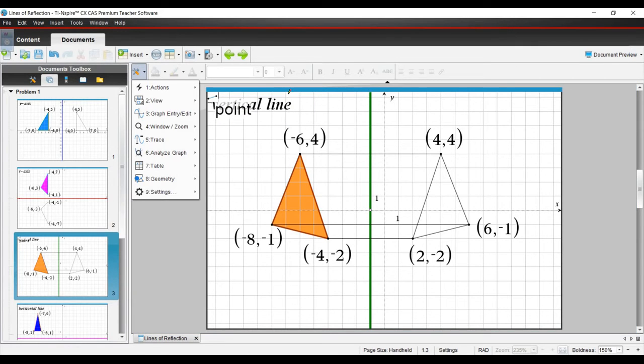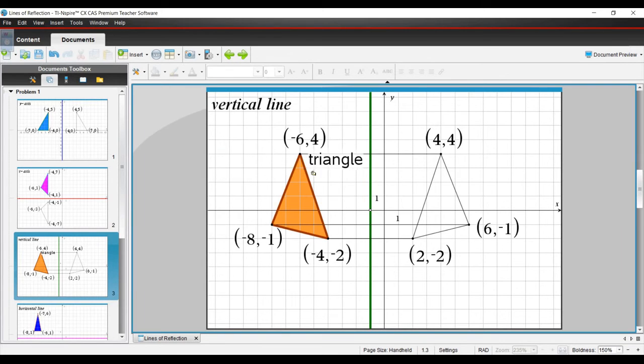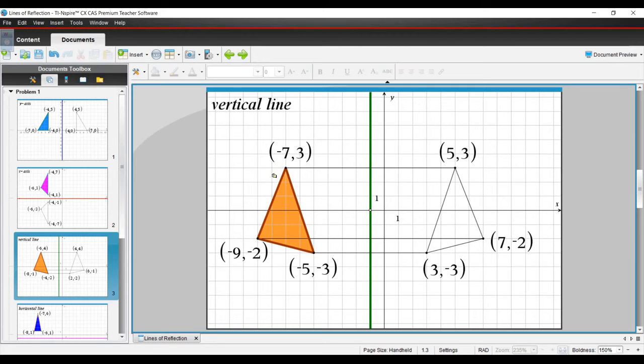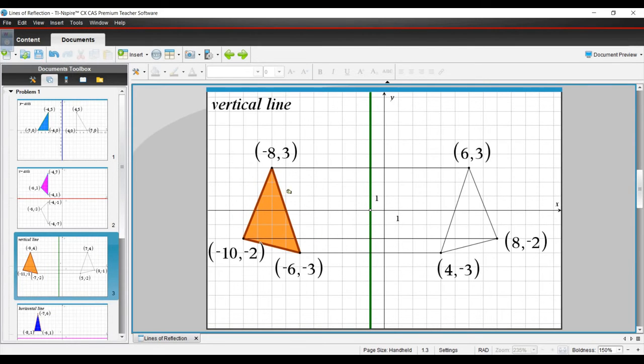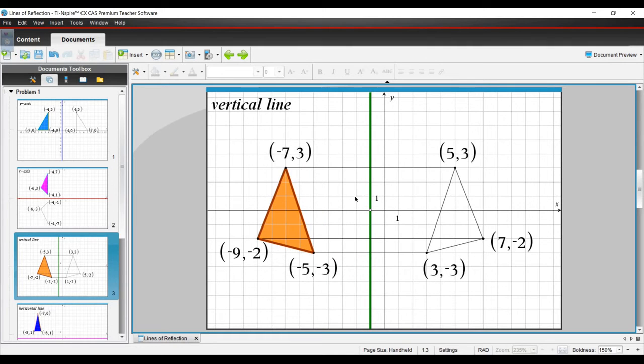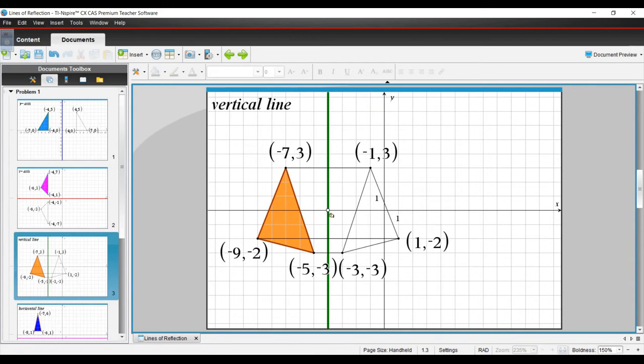All right. Now I want you to watch as I move this triangle, right? Can you see how those line segments, they're the same distance. Those points are always across from each other. And this line of reflection is always exactly in the middle of those two. Do you see that? Do you see that?